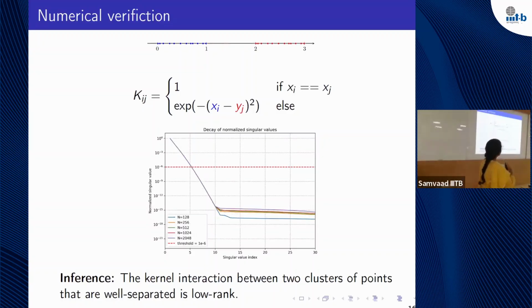Now let's take one more example where I put the y's even farther away. So here are the y's and here are the x's, and here is how the singular values decay. At around 5, meaning I have 5 singular values above my threshold, therefore I define the rank here as 5. So here again, the inference is the same. If the clusters are well separated, then the corresponding kernel matrix interaction is low rank. And the farther the clusters, the lesser is your rank.